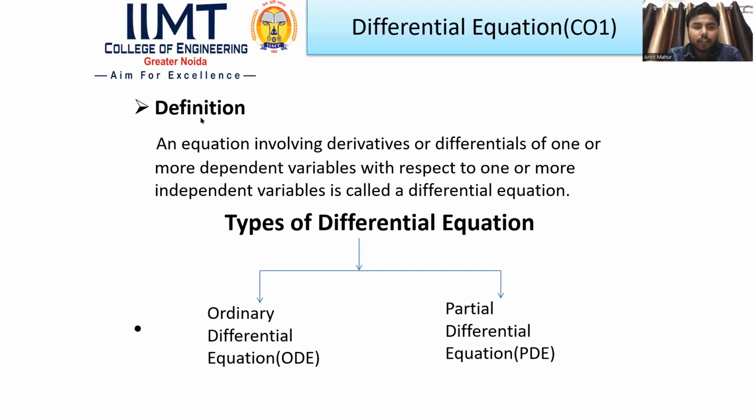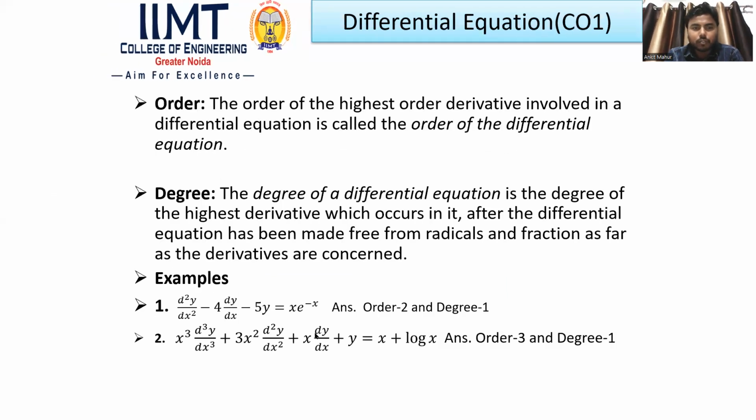So, to start with the definition: an equation involving derivatives or differentials of one or more dependent variables with respect to one or more independent variables is called a differential equation. There are two types of differential equation. First is ordinary differential equation and second is partial differential equation.